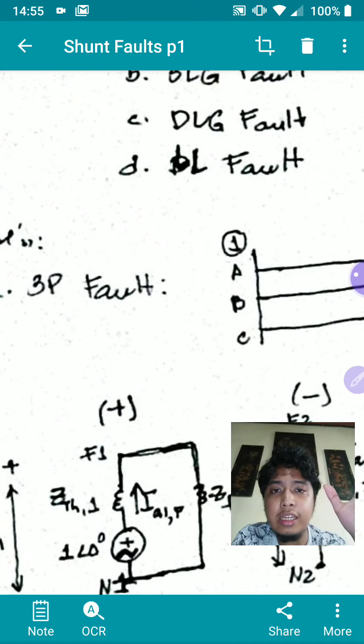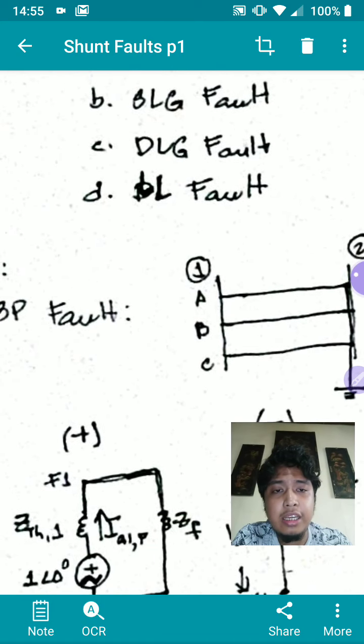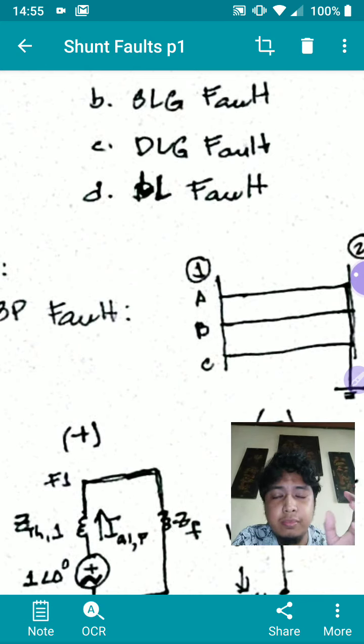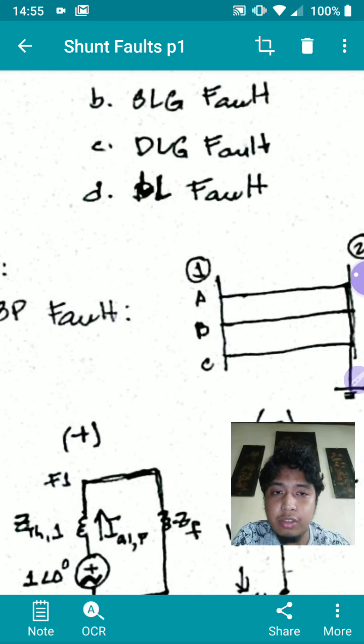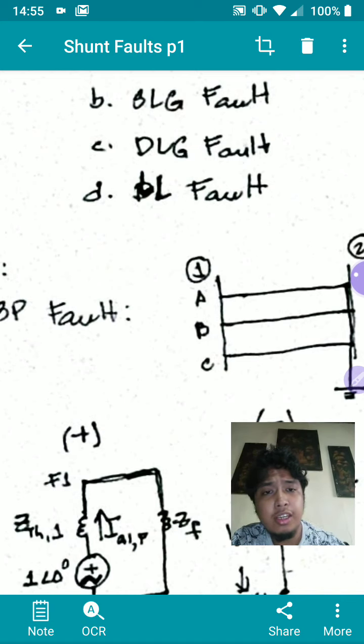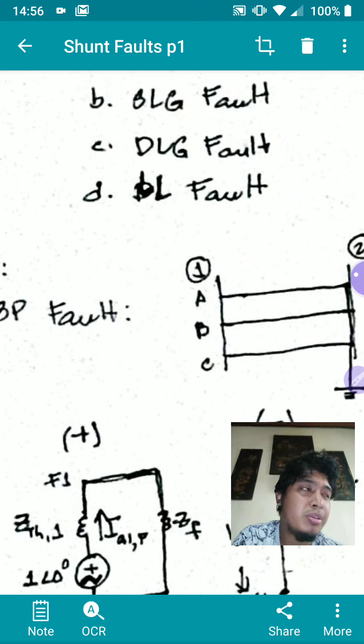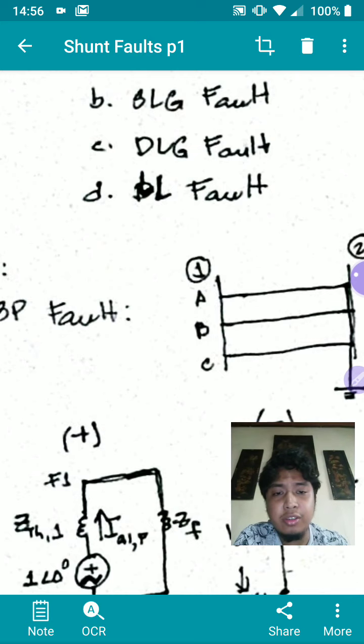This is the only symmetrical fault here. The idea is that when the fault happens, your system is still balanced. I discussed this before. All of these three lines are shorted with each other. It can be grounded, it can be ungrounded. It doesn't really matter, because if the system is balanced and it experiences a balanced fault, therefore it's a symmetrical fault. Therefore, its fault current going to the neutral is still zero. So it doesn't really matter.